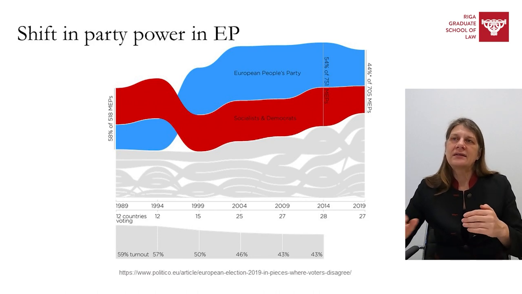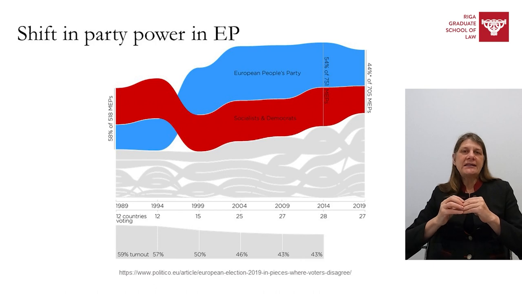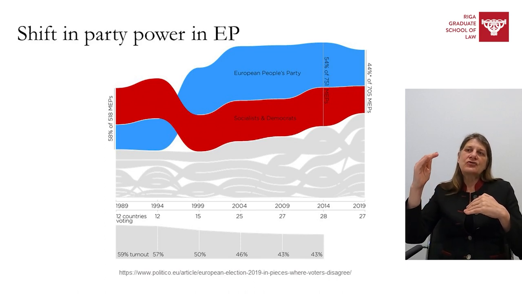Now, my next slide explains that the shift of political power is happening all the time. So in the early 80s, there were predominantly social democratic governments in Europe, and by the mid 90s, socialists and democrats were the largest political group in the European Parliament, dominating. But then the trend changed.